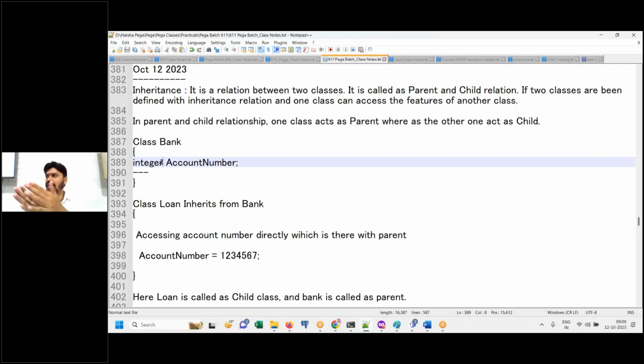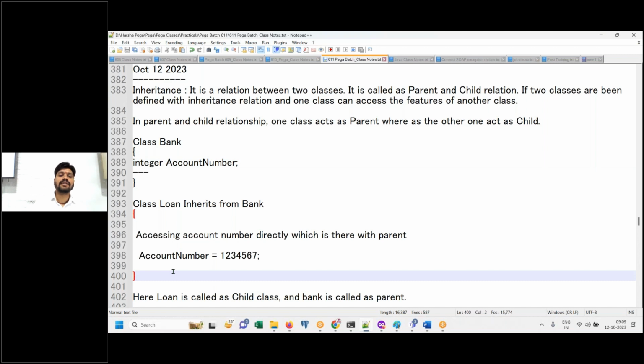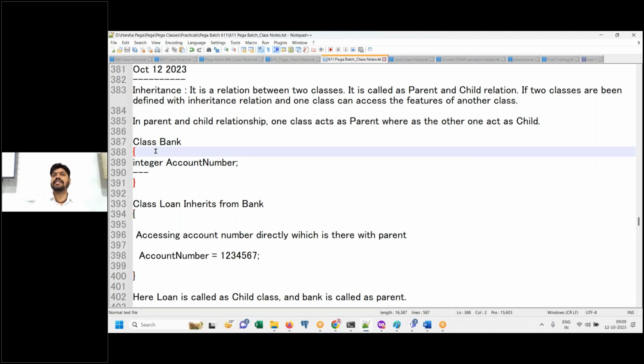If two classes are there, class 2 is inheriting from class 1. Class 2 can access the features of class 1 directly. And thus, child class will not be accessible to parent class. I'm sorry, in reverse, it will not be accessible. Means parent cannot access child. Child can access anything from parent. Okay, this feature is there.